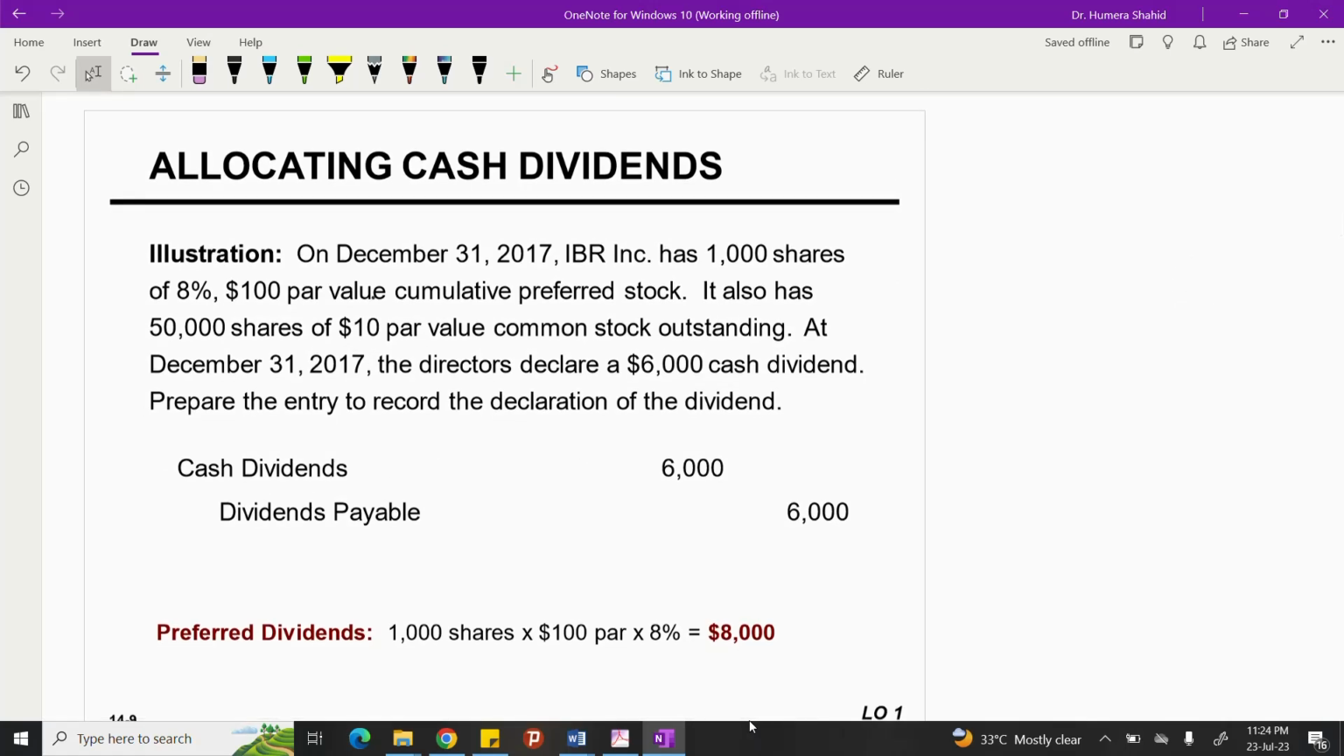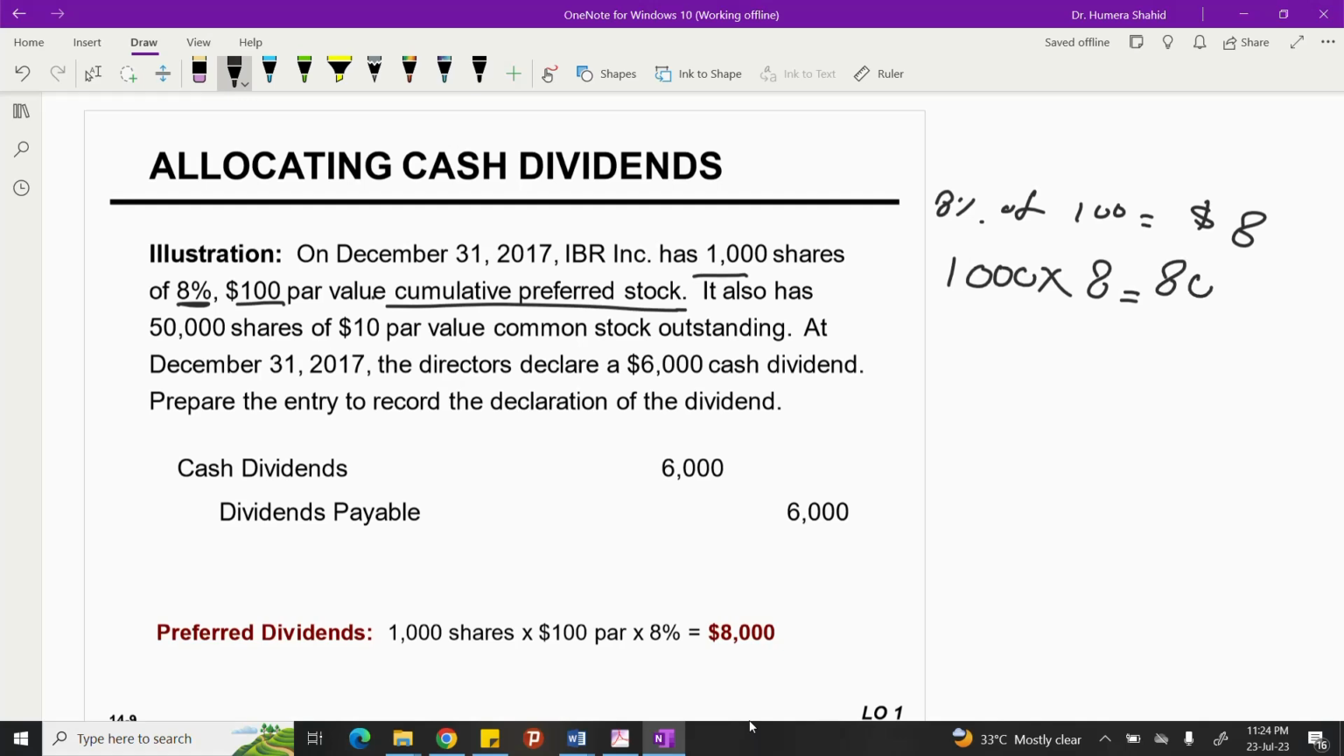On December 31st, 2017, IBR Incorporation has 1,000 shares of 8% $100 par value cumulative preferred stock. So let's immediately calculate the dividend for the preferred stock. 8% of 100 is $8. How many total shares? 1,000 shares. So 8 is per share, and 8,000 is the annual dividend for the preferred stock. It also has 50,000 shares of $10 par value common stock outstanding.